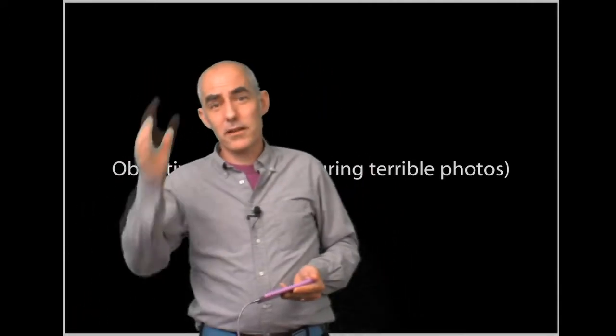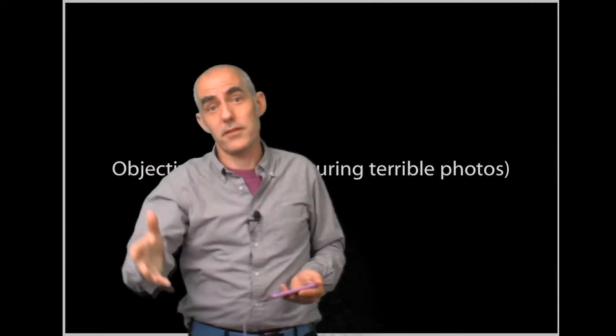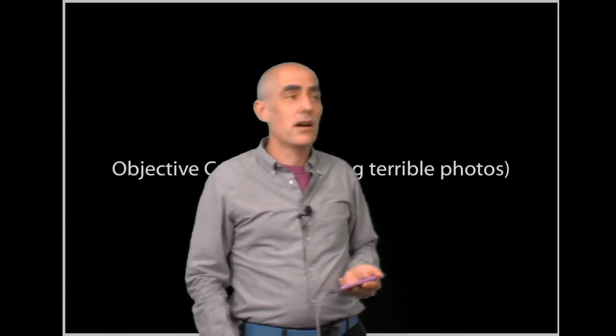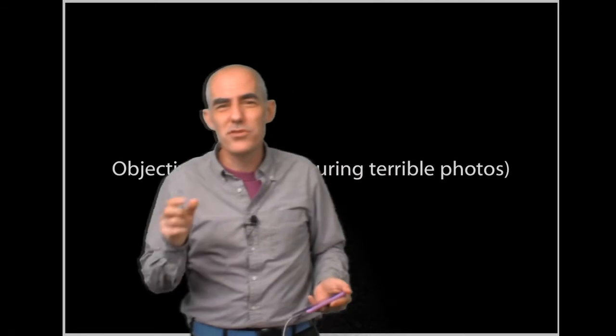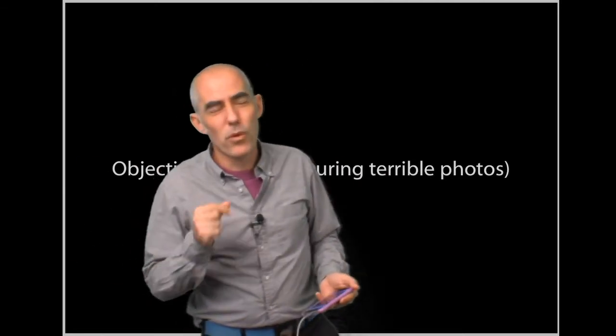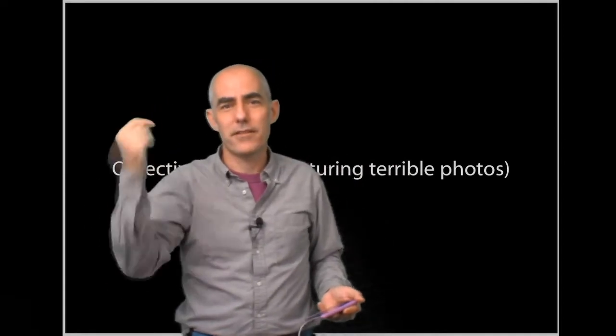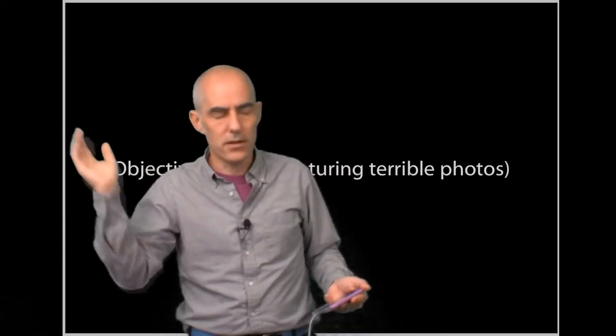So we're going to talk a little bit about composition. So what does that mean? I'm going to divide it up into two general ways of thinking about it. There's going to be objective composition and subjective composition. What does that even mean?